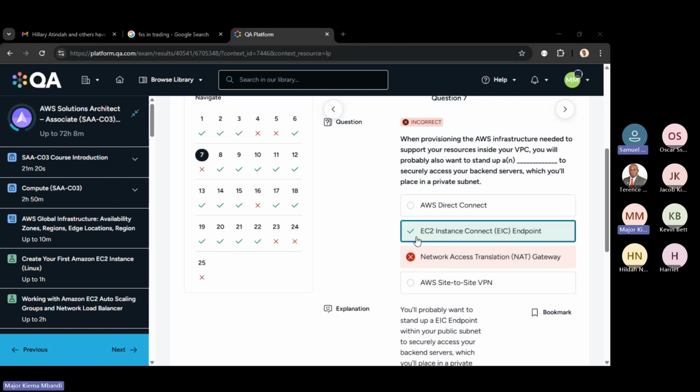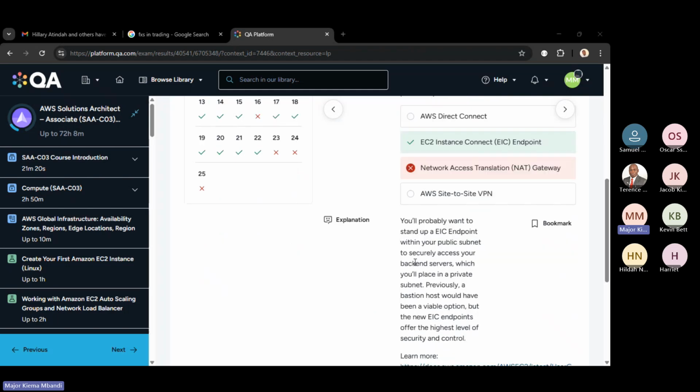That's why they provide EC2 Instance Connect, and the reason they say it is more secure is that the open ports are only the ones you need, fully managed by AWS. You don't need to go and configure anything. Okay, thank you.